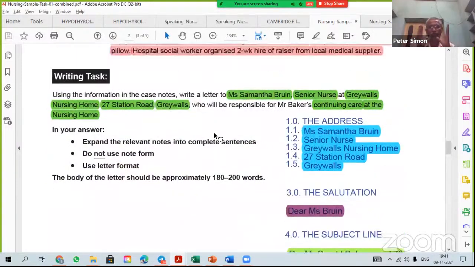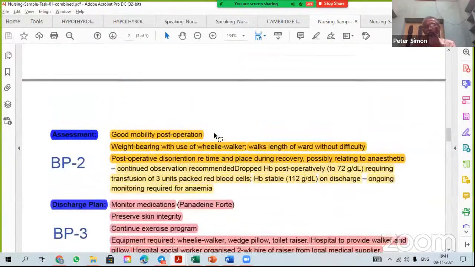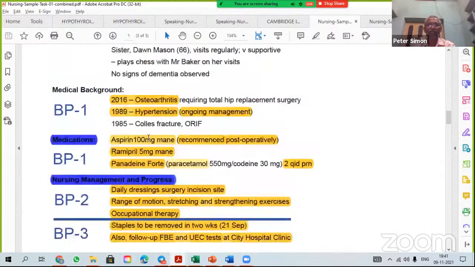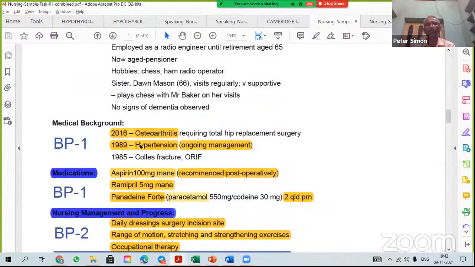I'm going to show you different sentence structures, how to make them in the passive voice. I'm going to show you how to make different sentences. For example, you have one sentence: osteoarthritis and hypertension. These are two things we have to write. This is also ongoing and this is also ongoing. Now let us see: 2016 osteoarthritis and hypertension 1989. So these are the two points which we are going to take now.